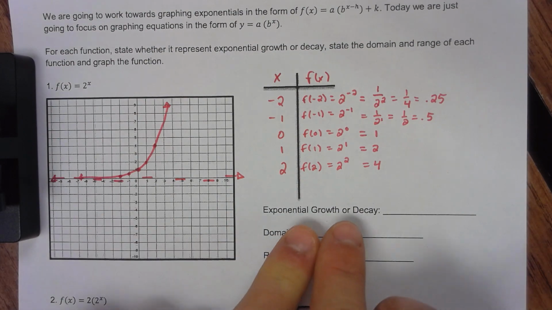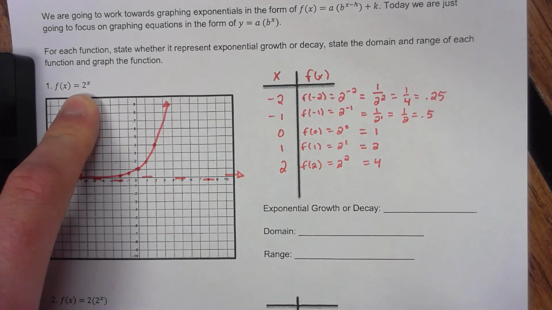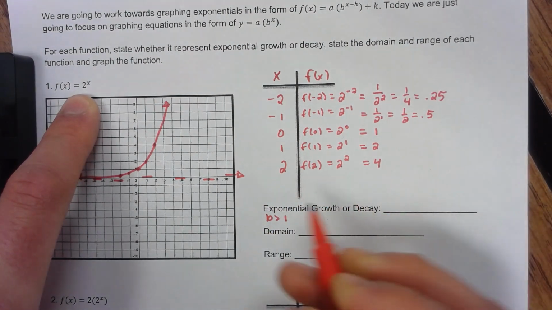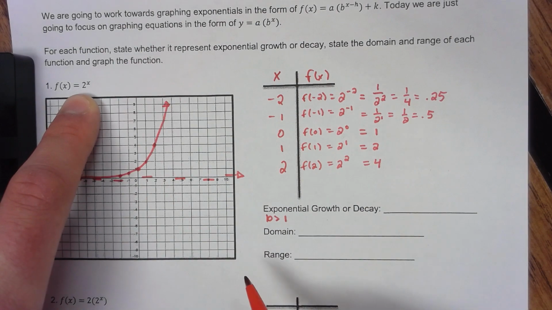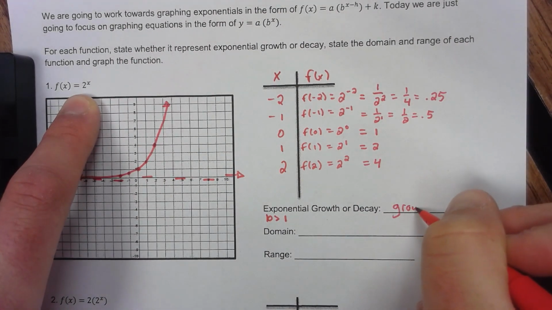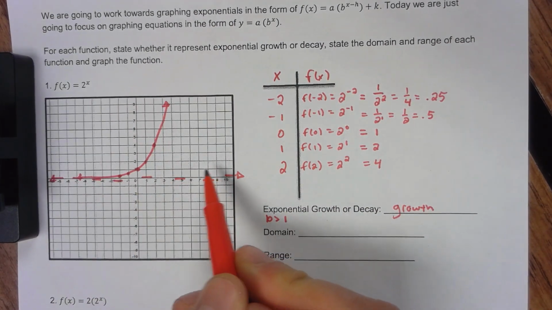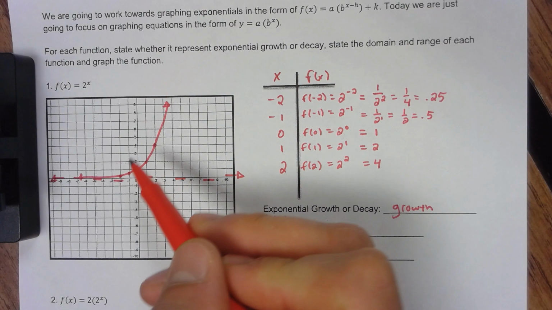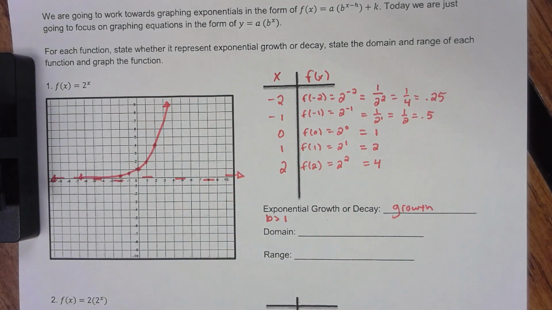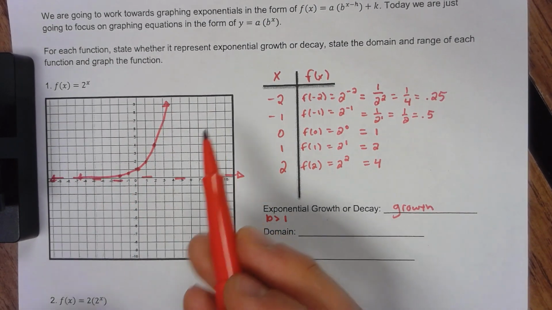Next thing I want to talk about: how can we decide whether this is growth or decay? In the equation, I talked about this last time. Okay, it's growth because b is greater than 1. When I say b, I'm referring to the base. The base is greater than 1. This represents growth. The graph I know is growth because as x is getting bigger, y is also getting bigger, right? It's going up really fast as we move to the right.